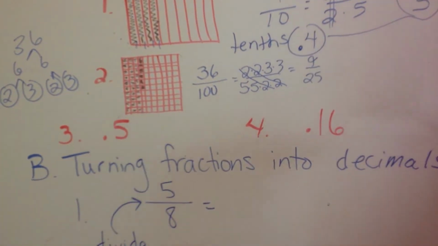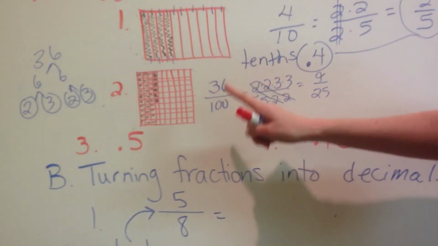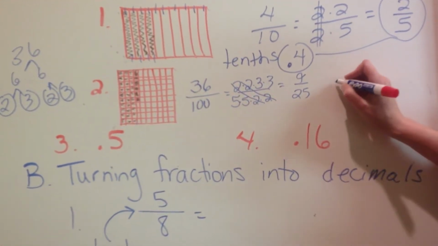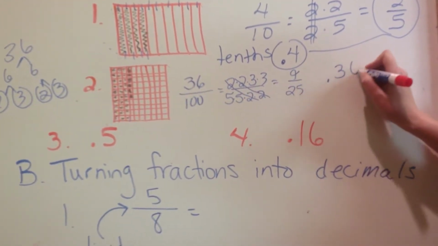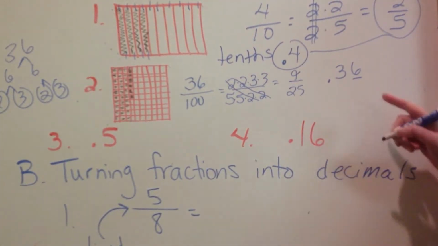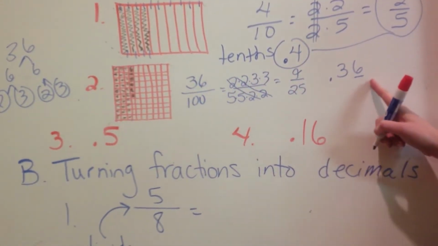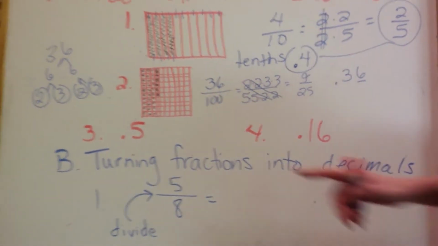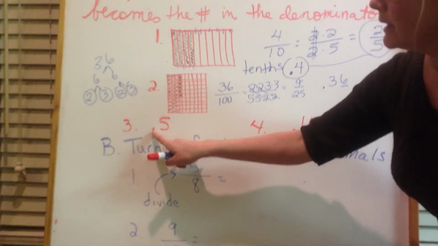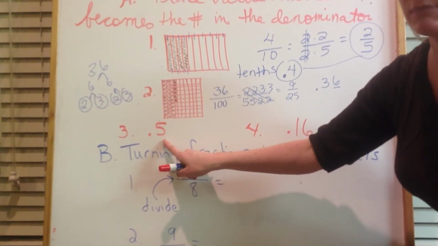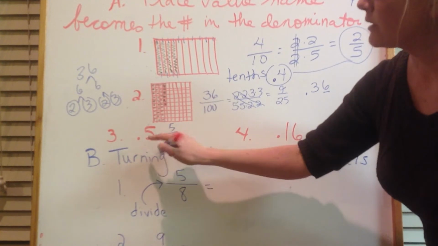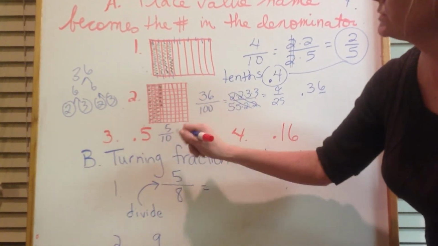But now we need to turn this into a decimal. 36 hundredths. So we add our decimal, and we write 36, so that the last number ends up in the place value, 36 hundredths. Okay? Now let's look at this one. This one is a decimal. It's in the tenths place. So it's going to be 5 over 10, 5/10, which we reduce to 1/2.